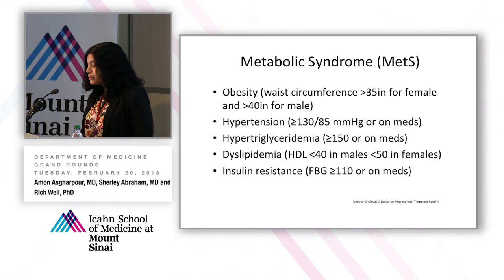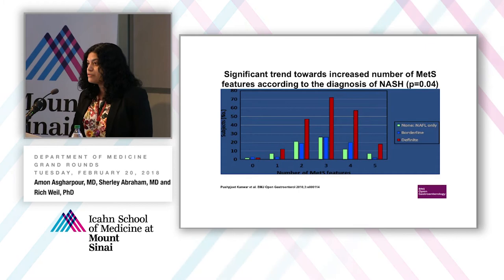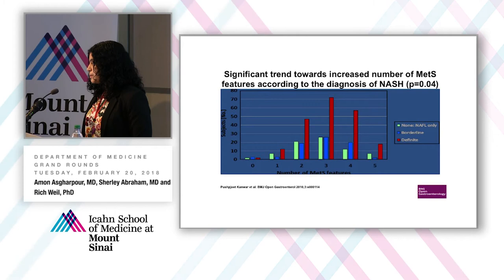With increasing number of metabolic syndrome features, we find that there's also increasing rate of diagnosis of NASH. So we see that as the number of metabolic syndrome features increases, and we get to three, so we're reaching the diagnosis for metabolic syndrome, we see higher rates of definite confirmed NASH.